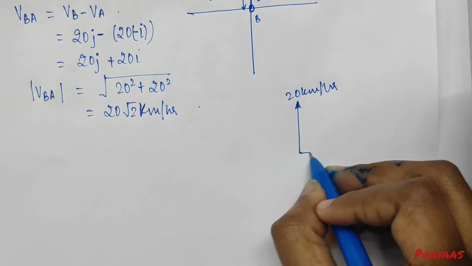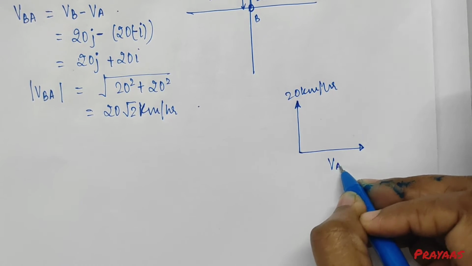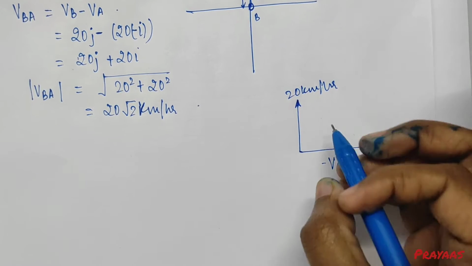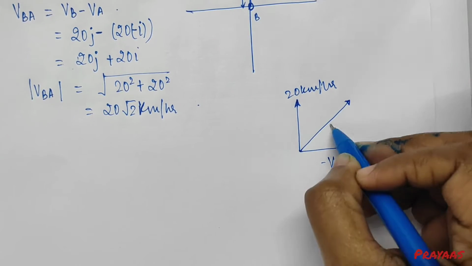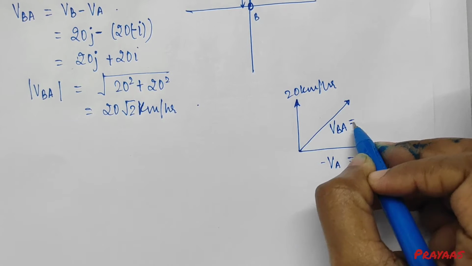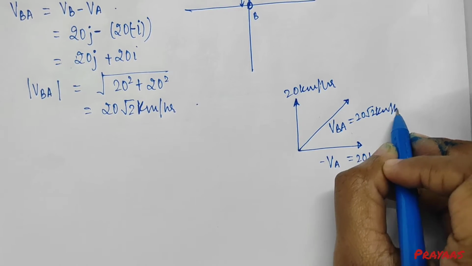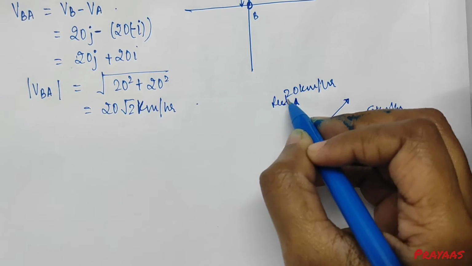This is the negative of velocity of A, 20 kilometer per hour in this direction, and this will be velocity of B with respect to A, that is 20√2 kilometer per hour. I am assuming A at rest.